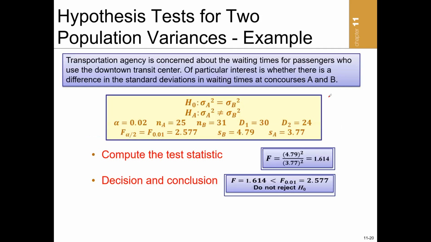So let's look at an example. A transportation agency is concerned about the waiting time for passengers who use the downstairs transit center. Of particular interest is whether there is a difference in the standard deviations in the waiting time that occurs at A and B. All right. So remember, for any test of difference, the default null hypothesis is that there is no difference between the two groups, the default. Then the alternative is that there is what? A difference. There is a difference, all right?